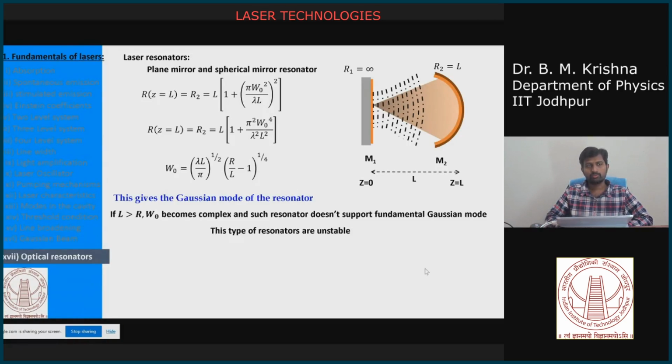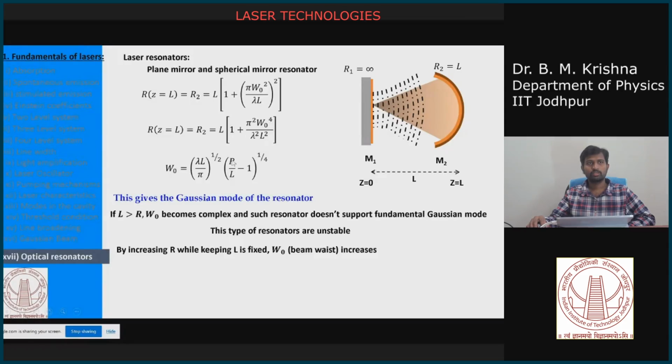Okay, so as we see, your L cannot exceed, that means the length of the cavity cannot exceed the radius of curvature of this spherical mirror in this resonator configuration. So in that case, in this condition, this resonator behaves as an unstable resonator. So now by increasing your R, keeping L fixed, we can increase the W naught.